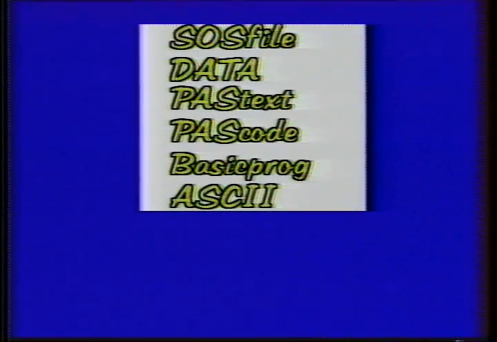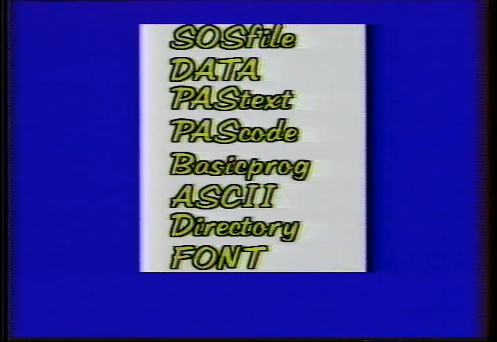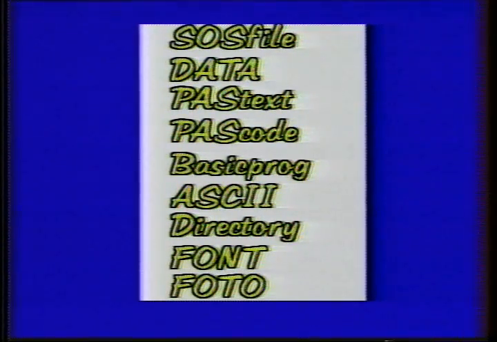ASCII is a file of characters corresponding to the industry standard ASCII code. Directory means that it is a subdirectory file or has many parts. Font means it is a character set or alphabet letters file. And photo means that it's a screen image or picture file.